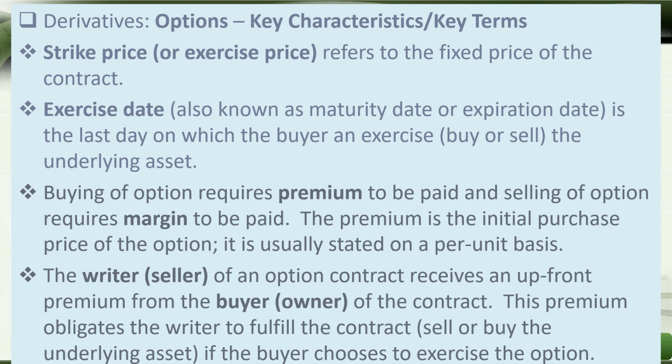The seller of that option is called the writer of an option. He receives an upfront premium from the buyer. From the buyer, you get a premium. The owner of the option, I mean the buyer of the option, that is the contract. This premium obligates the writer to fulfill the contract to sell or buy the underlying asset if the buyer chooses to exercise the option. If the buyer of that option chooses to exercise at the strike price at the exercise date, the seller, the writer, must sell it. So that is the important point. For that purpose only he is taking some premium.